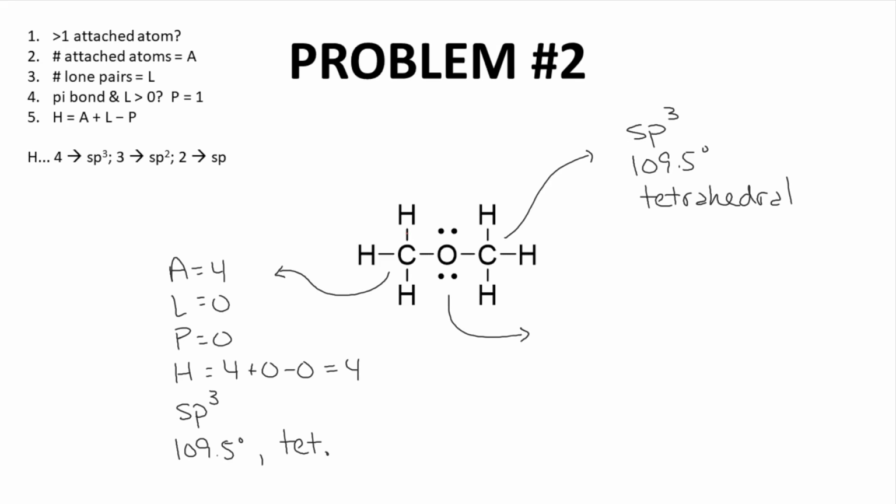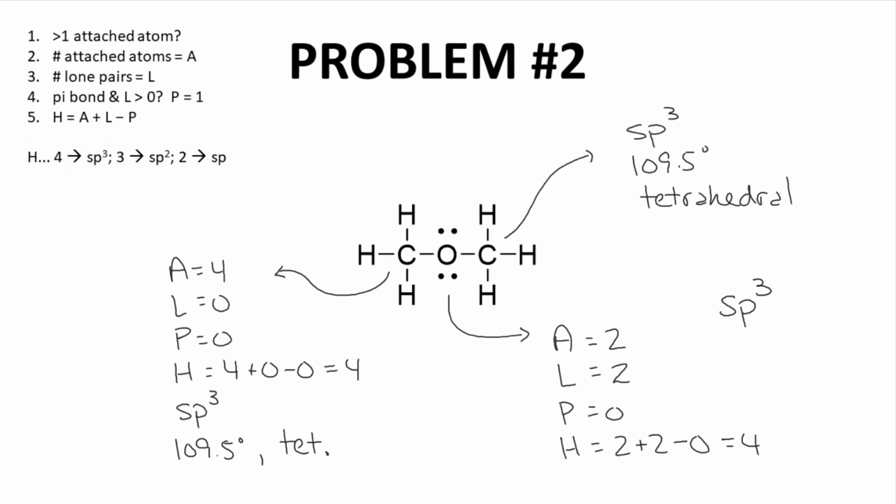Now that leaves us this oxygen. This oxygen is indeed attached to more than one atom. There are 2 of them. So we've cleared the first question, and A equals 2. This oxygen has 2 lone pairs. There are no pi bonds in this molecule, so question 4 does not apply. So P equals 0, H equals A plus L minus P equals 4. We need 4 hybrids, therefore that oxygen is sp3 hybridized.